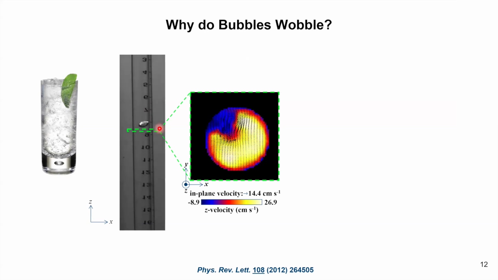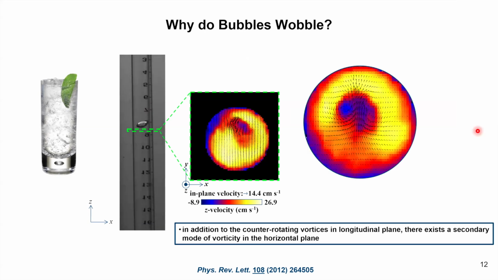Now, if we extract one of the images from that, we can see a couple of interesting things. We can see the main counter-rotating vortices in the longitudinal direction. So we've got the bright yellow bits around the outside and the blue bits below the bubble. That's the main counter-rotating vortex. But then there's also a secondary mode of vorticity, which you can probably see from the arrows. This is in the horizontal plane, going round in this direction.